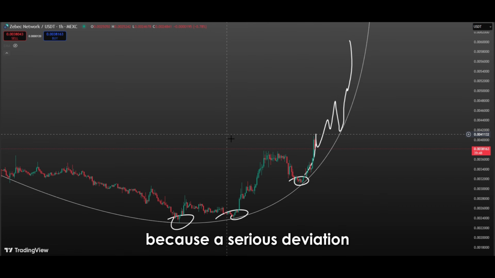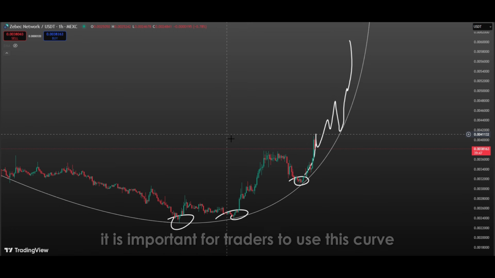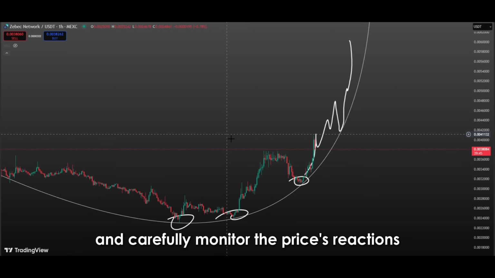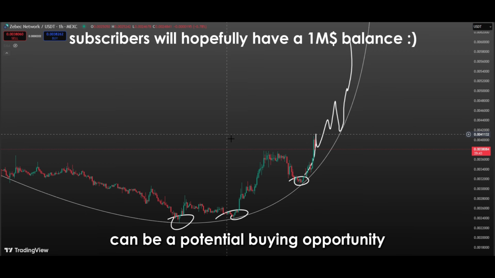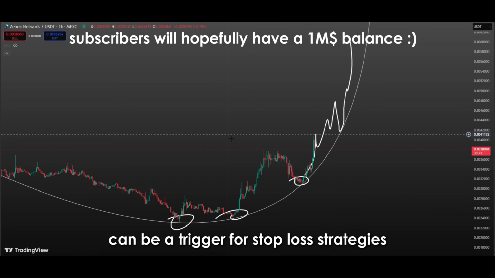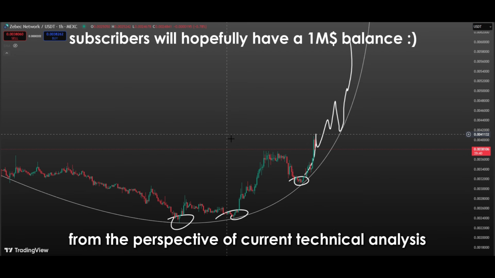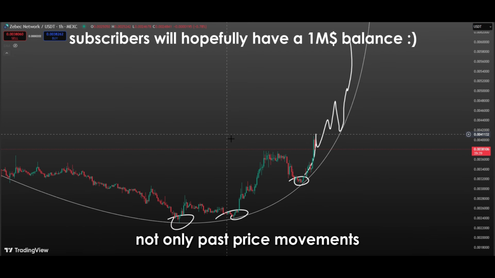Because a serious deviation or downward breakout from this curve can give negative technical signals. Therefore, it is important for traders to use this curve as a reference point and carefully monitor the price's reactions to this structure. Every approach to the curve can be a potential buying opportunity, while a dip below the curve can be a trigger for stop-loss strategies. Especially from the perspective of current technical analysis, this curve plays an important role in modeling not only past price movements, but also possible future directions.